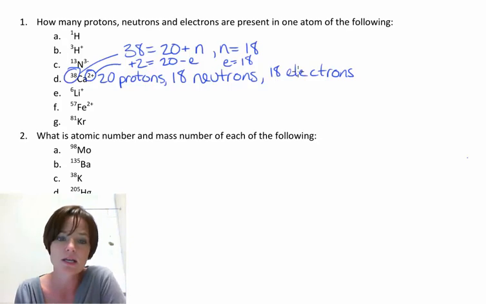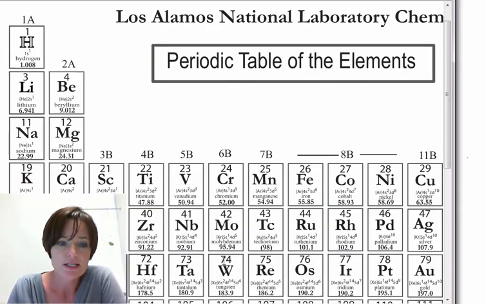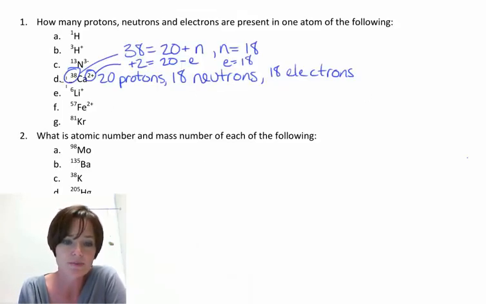If we look at the next one, lithium, to figure out the number of protons, again, it's back to the periodic table. So lithium has a 3 at the top, so lithium has 3 protons.